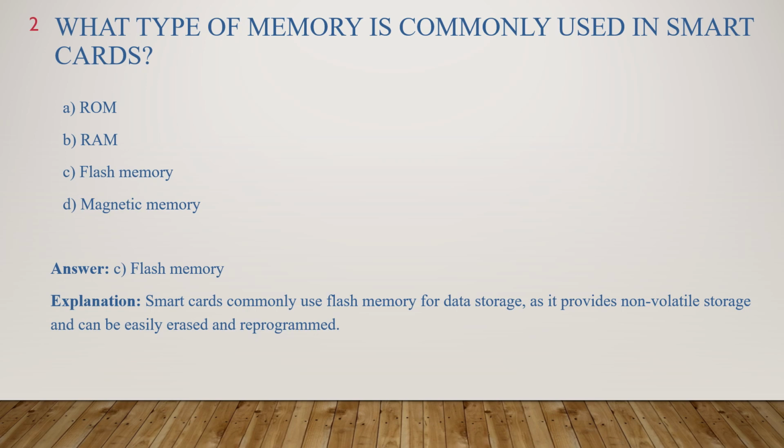Now let's look at why the other options are incorrect. A. ROM, read-only memory, is not commonly used in smart cards because it is non-rewritable, and smart cards often require the ability to update or change stored information. B. RAM, random access memory, is not commonly used in smart cards because it is volatile, meaning it loses data when the power is turned off. Smart cards need non-volatile memory to ensure data retention.